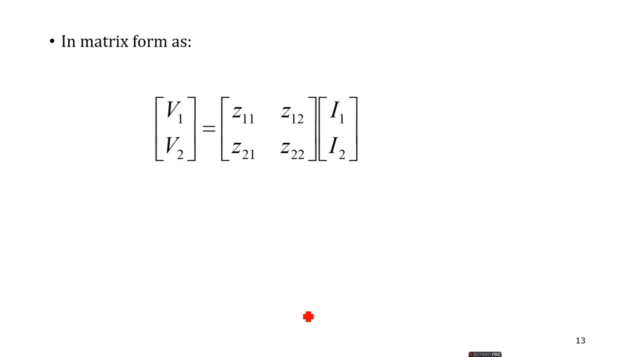The same two equations: V1 equals Z11 I1 plus Z12 I2, and V2 equals Z21 I1 plus Z22 into I2. We know that these two are simultaneous equations, so they can be represented in matrix form: V1, V2, Z11, Z12, Z21, Z22 and I1, I2. Here V1 and V2 are the terminal voltages, I1 and I2 are the terminal currents, and Z11, Z12, Z21 and Z22 are called impedance parameters.